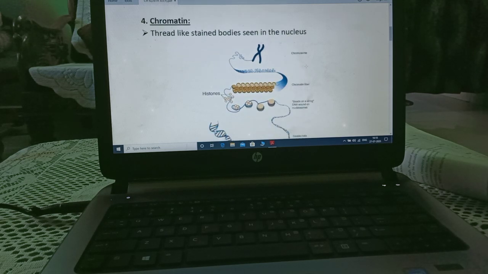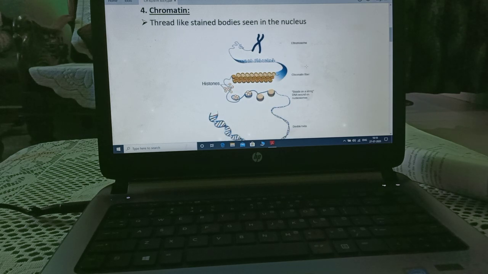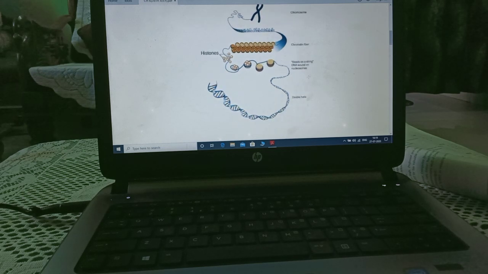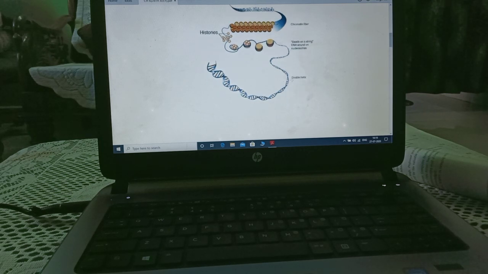Chromatin. Thread-like stained bodies seen in the nucleus are known as chromatin. Now here we will see, this is chromosome, this is chromatin fiber, these are proteins, these are bead-like structures present on DNA, and this is the double helical structure of DNA.